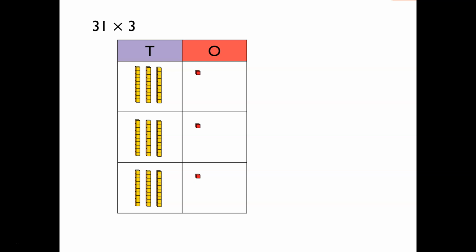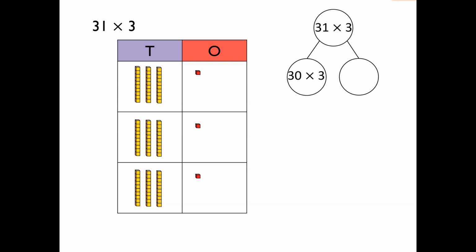Similarly, we can multiply 31 times 3 by partitioning and show it on a part-whole model. 31 times 3 is the same as 30 multiplied by 3 and 1 multiplied by 3. Again, we are multiplying, so we are calculating with the smallest place value first. Here, it's the ones. 1 times 3 is 3. 30 times 3 is 90. 31 times 3 is 93.